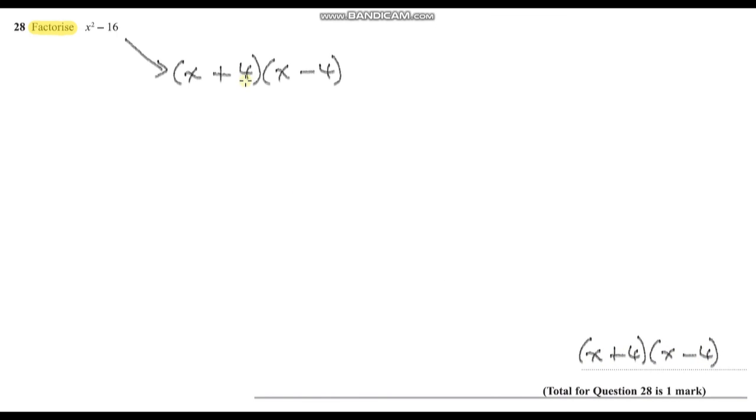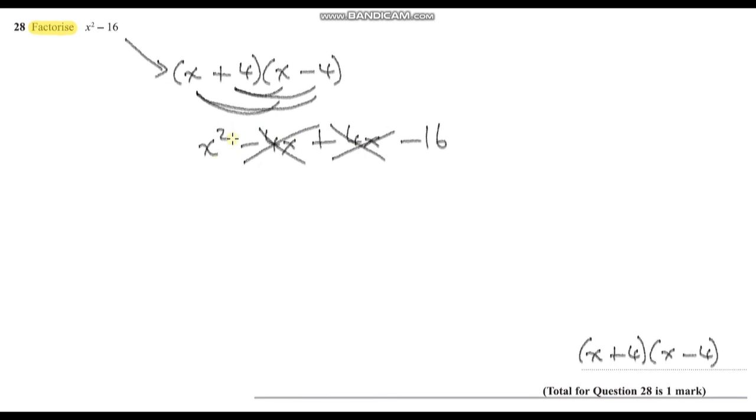And we can check this. What I'll do is I'll just quickly expand the brackets just to prove that we will be left with this expression here. So x times x, that gives us x squared. X times negative 4 is negative 4x. 4 times x is positive 4x. And then 4 times negative 4 is negative 16. And then notice that these two terms in the middle will cancel out. Negative 4x plus 4x, well, that is just 0. So all we're left with is x squared minus 16.